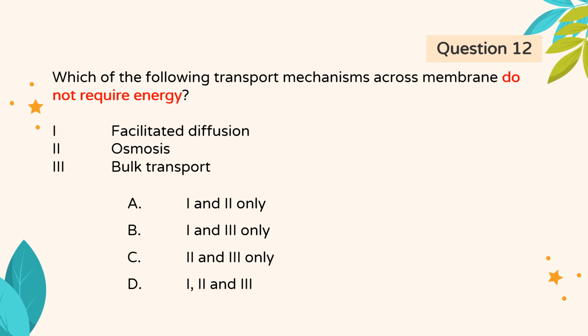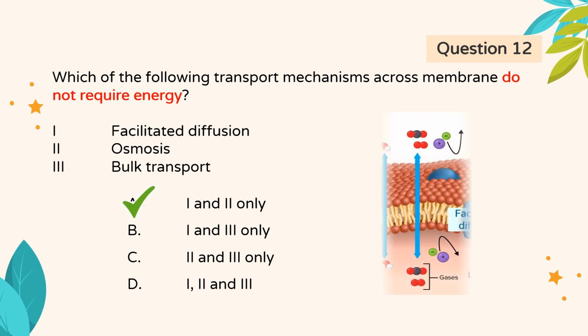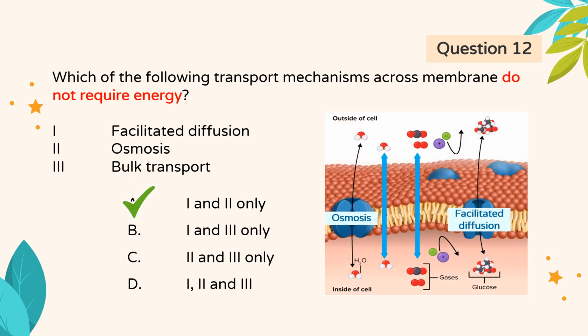Question 12. Which of the following transport mechanisms across membrane do not require energy? The correct answer is 1 and 2 only. This is because bulk transport is the transport of large particles into and out of the cells. Therefore, it requires ATP energy.